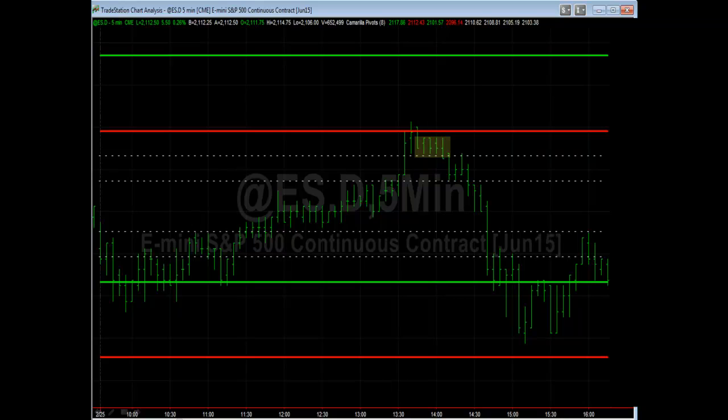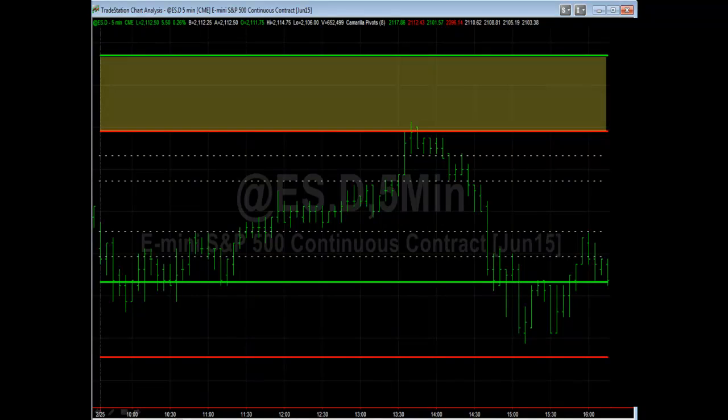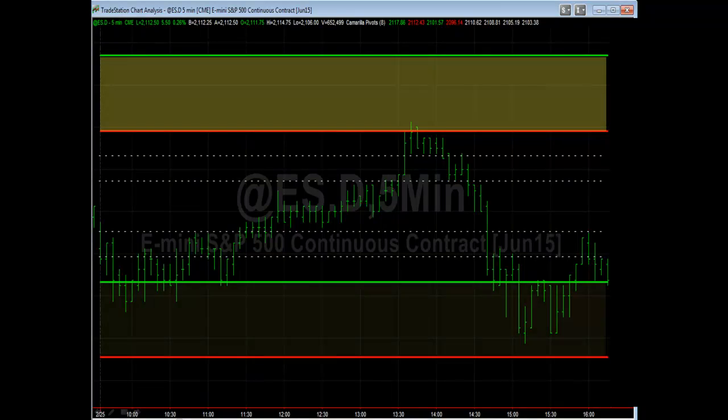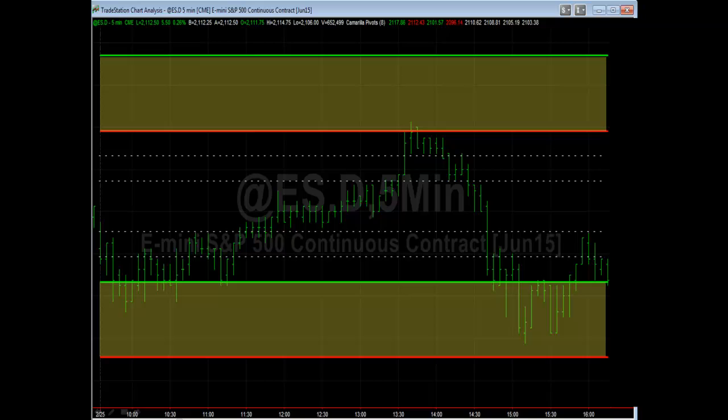So notice how the 1 and the 2 levels are important, but the main feature of the Camarilla is the upper level and the lower level.